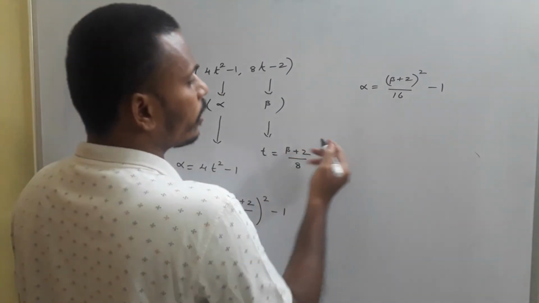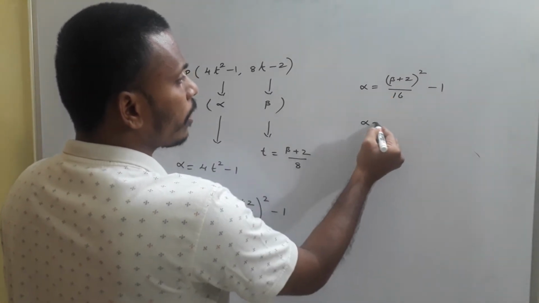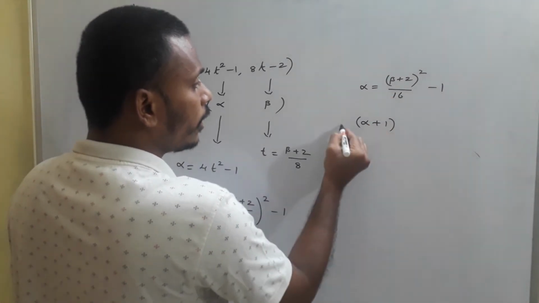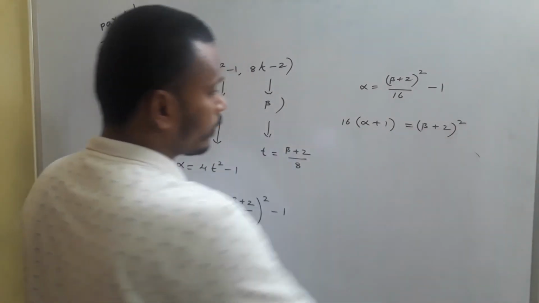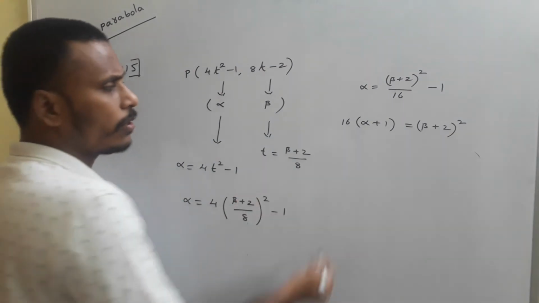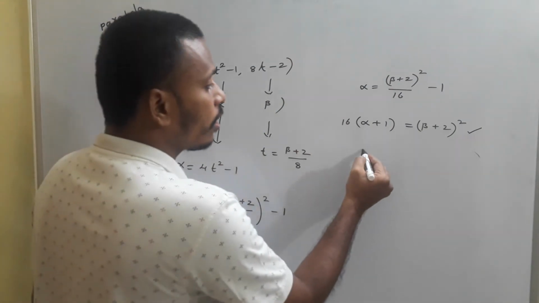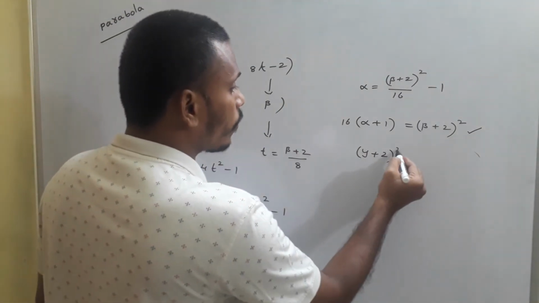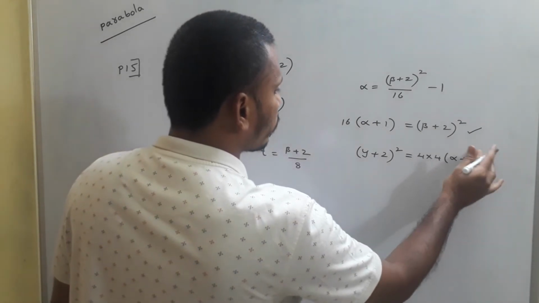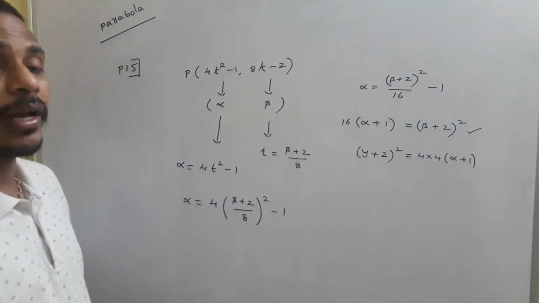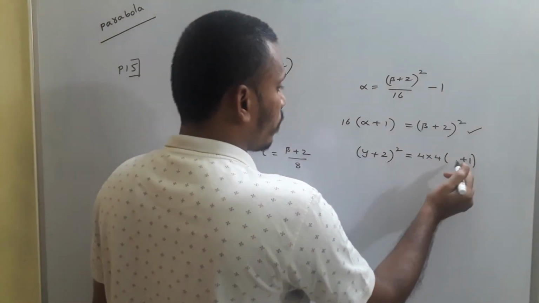So you multiply everything with 16, or otherwise do one thing. Send this to this side: (alpha plus 1) into 16 is equal to (beta plus 2) whole square. So for sure it represents a parabola. This is the locus of the point alpha, beta. If we generalize that locus, we will get (y plus 2) whole square is equal to 16, that is 4 into 4, of (x plus 1). Then we need to find the equation of latus rectum. This is of the format y square is equal to 4ax.